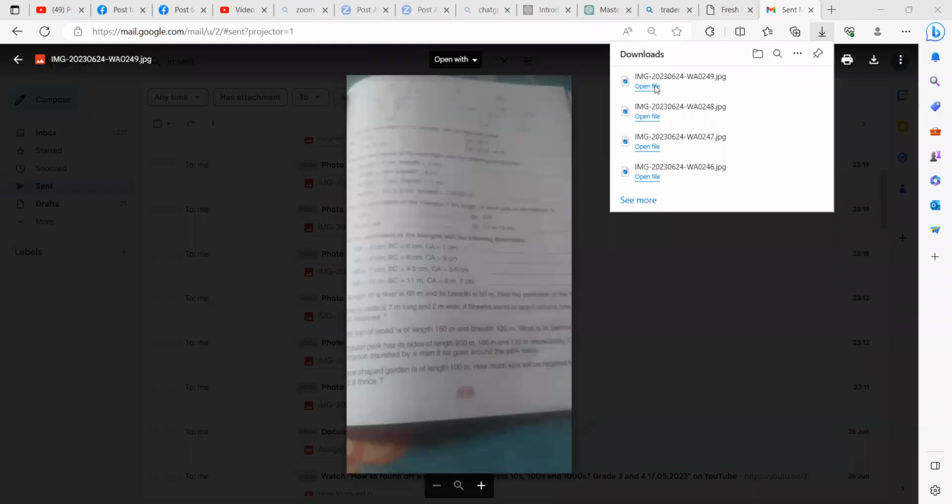Okay, now we need to solve the sums. These are all the sums that are given. We need to find out the perimeter of these figures. We need to solve this problem sums also.